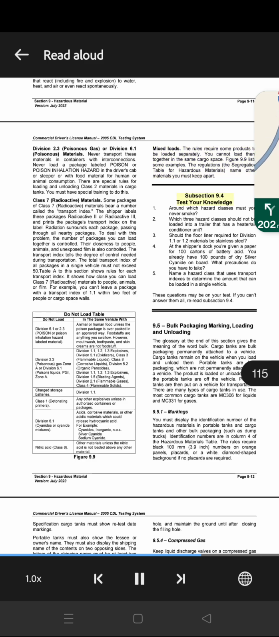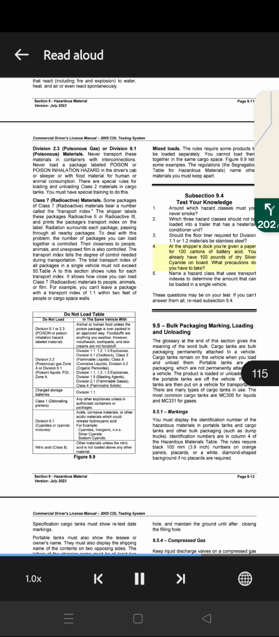Subsection 9.4 Test your knowledge. 1. Around which hazard classes must you never smoke? 2. Which 3 hazard classes should not be loaded into a trailer that has a heater air conditioner unit? 3. Should the floor liner required for Division 1.1 or 1.2 materials be stainless steel?